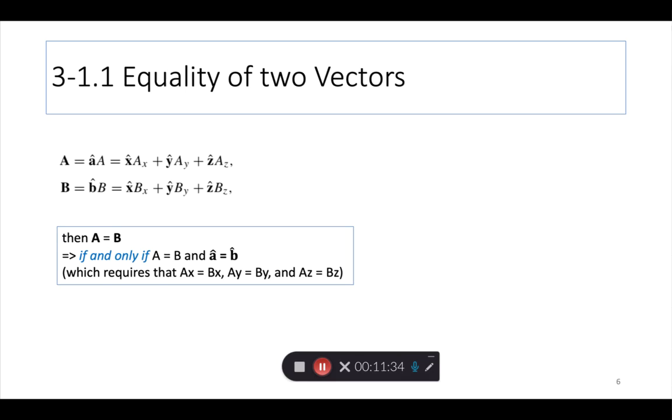Equality of two vectors. A and B are equal only if everything about them is equal. That's what it says. Ax has to be equal to Bx, Ay equals By, Az equals Bz. The unit vectors a and b also have to be equal. So if and only if the magnitudes are equal, the unit vectors are equal, and the scalar components in the x, y, z directions are equal.